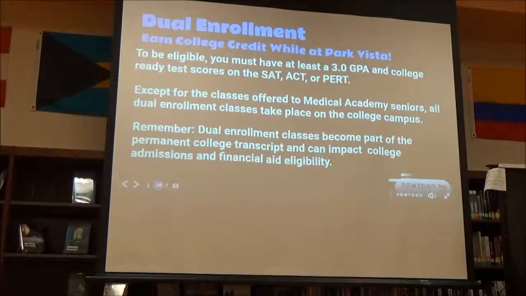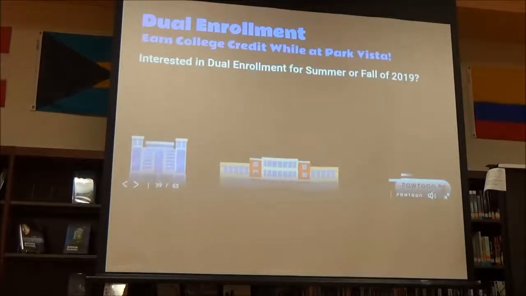It's going to be on February 5th. So we'll ask them to come in and sign up in the guidance office. Some of the requirements for dual enrollment, they have to have at least a 3.0 GPA, not HPA, it's got to be a GPA. And they have to have college-ready test scores. So that's really important. What is that? I'm sorry, what does that mean? We're going to talk about it at the assembly.